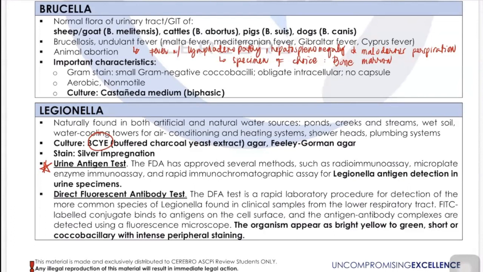And we also have the direct fluorescent antibody test. Okay, this is also a rapid laboratory procedure for the detection of the more common species of Legionella found in clinical samples from the lower respiratory tract. Okay, so we are making use of a fluorescent dye here, which is fluorescein isothiocyanate. Okay, and the organism will appear as bright yellow to green, short or coccobacilli with intense peripheral staining, after doing the DFA test.